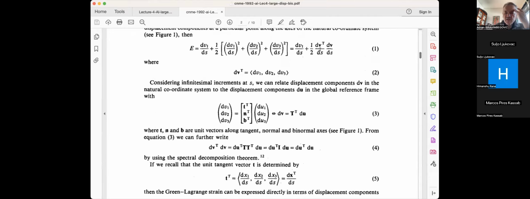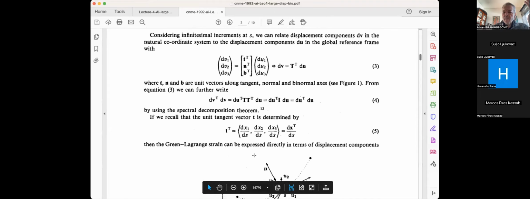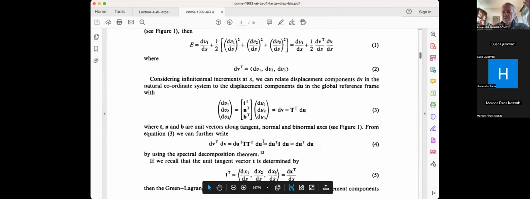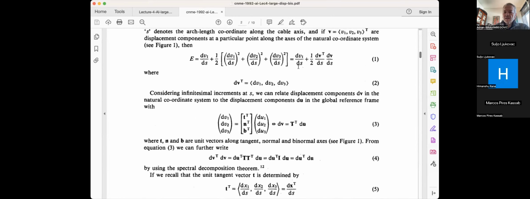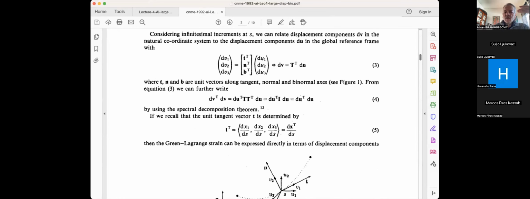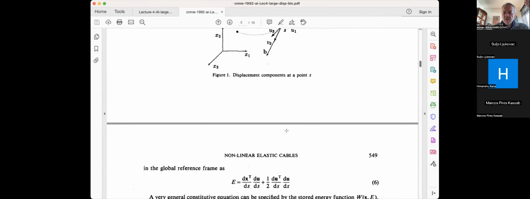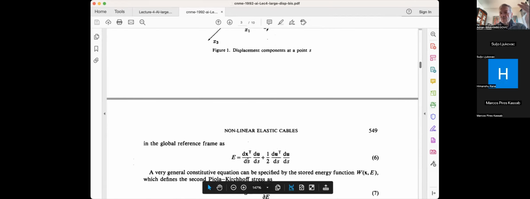So in this term here, dv transpose ds times dv, I can do this transformation, and I can replace this term with the du transpose du because ds, because t times t transpose is identity. And then dv ds I can replace by t transpose, which is dx ds times du ds, and my final computation of the Green-Lagrange strain is given here.